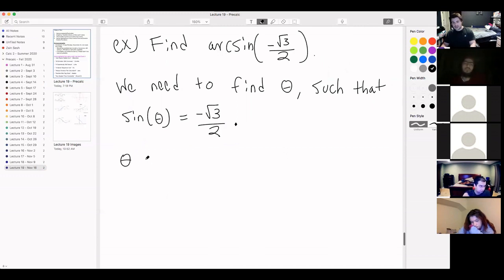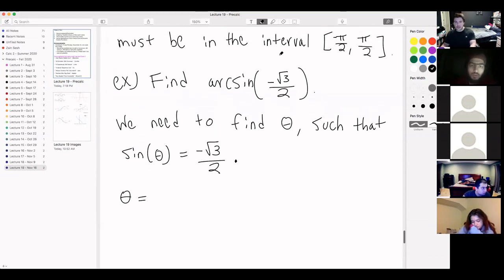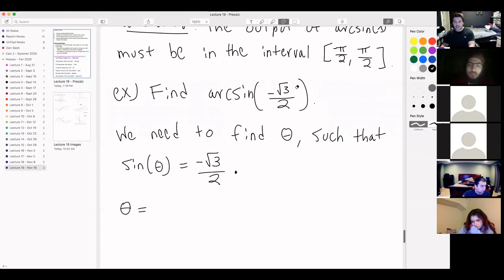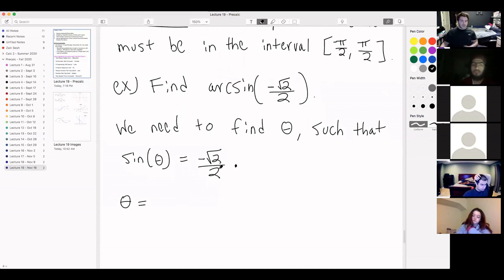Sorry, this should be arcsine of negative square root of 2 over 2. I apologize, I copied it down wrong. Negative root 2 over 2. So we need to find thetas such that sine of theta is negative root 2 over 2.